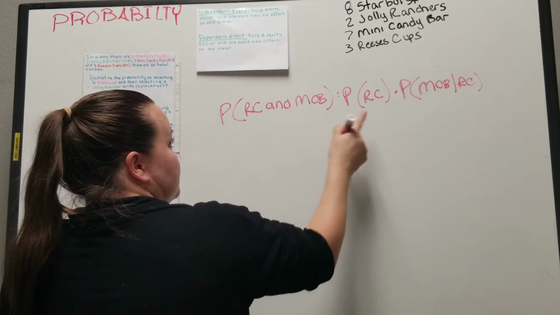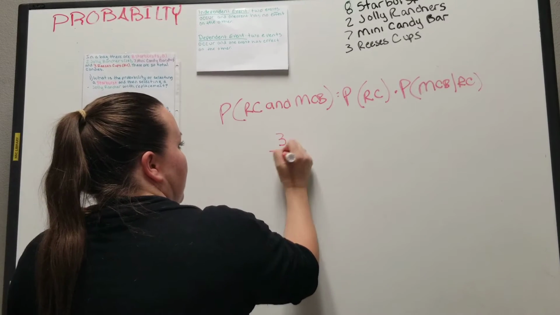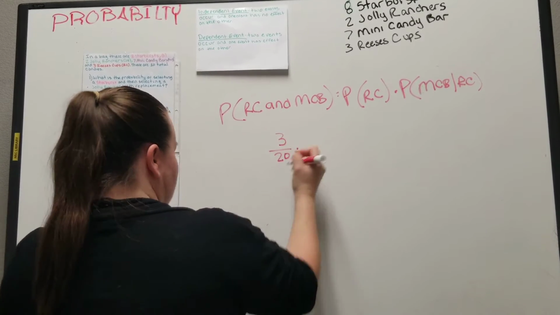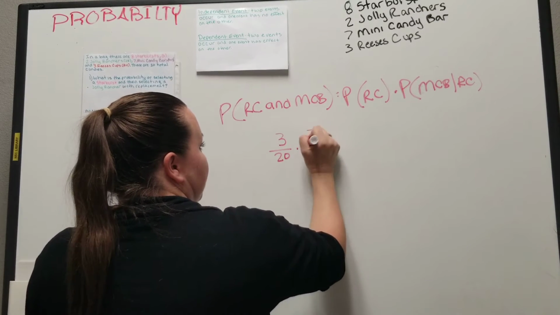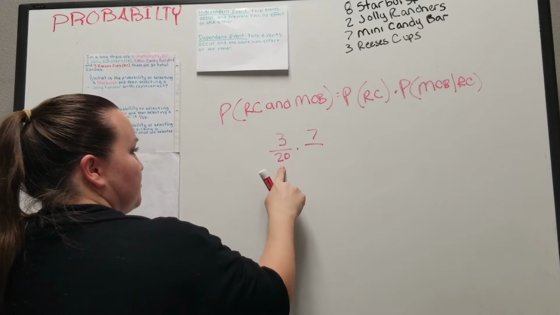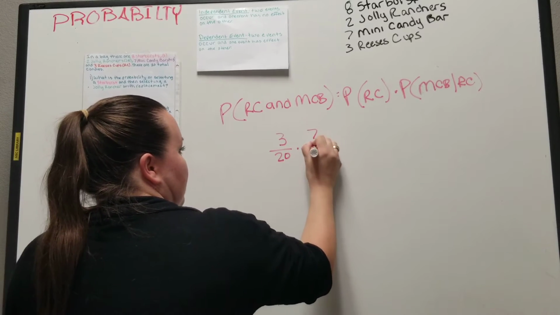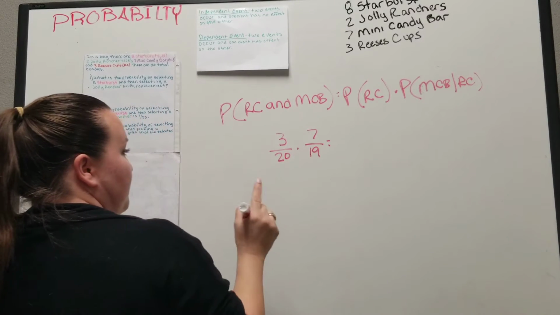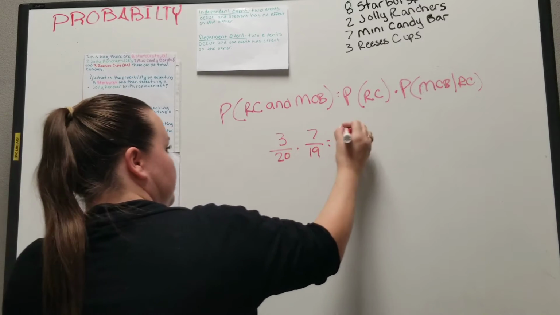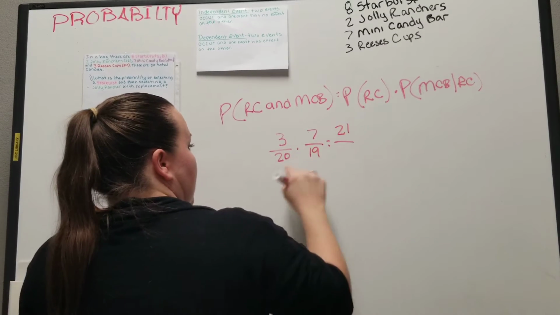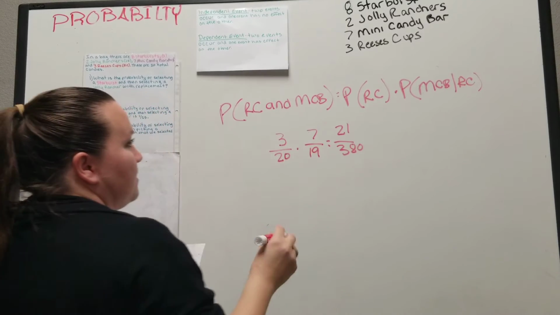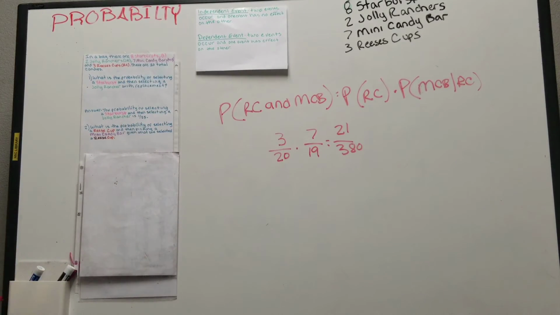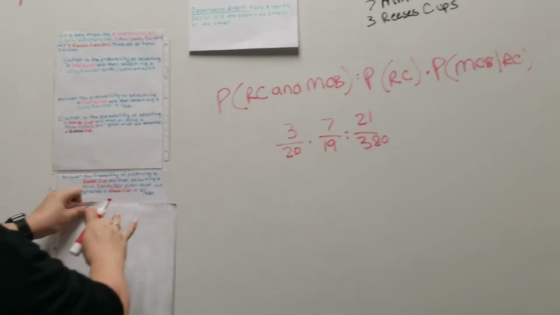So we have to write first the number of Reese Cups, which is 3 out of the total, 20, and we multiply that by the number of mini candy bars, which is 7, but because we've already picked a Reese Cup, our number is now 19. When we multiply those across, 3 times 7 is 21, and 20 times 19 is 380. Now 21 over 380 cannot be reduced, so therefore it is the answer.